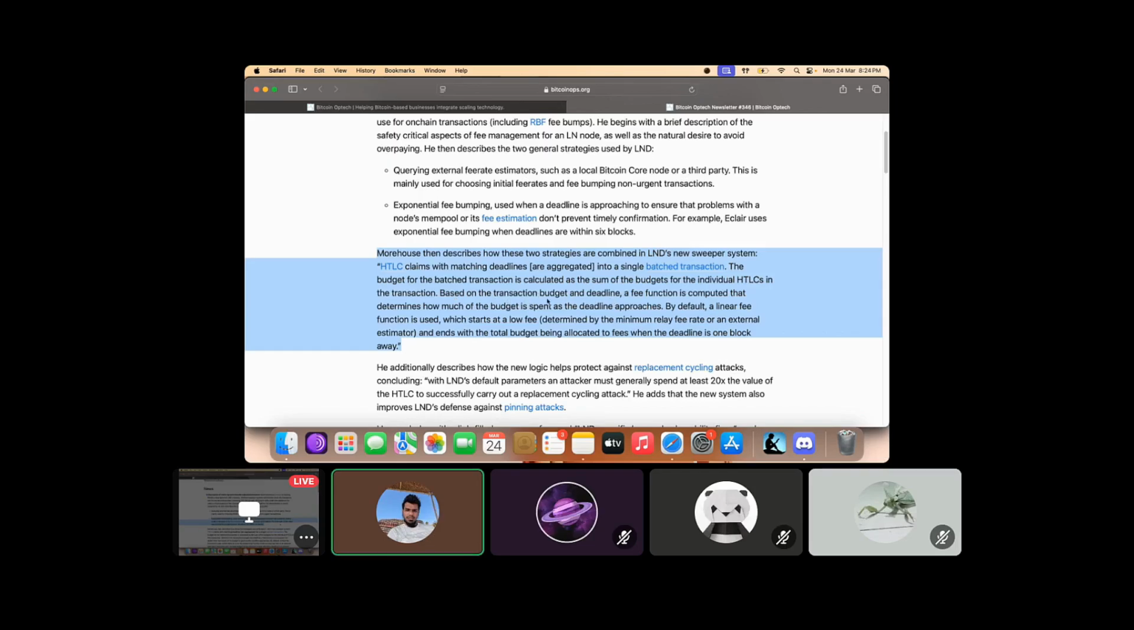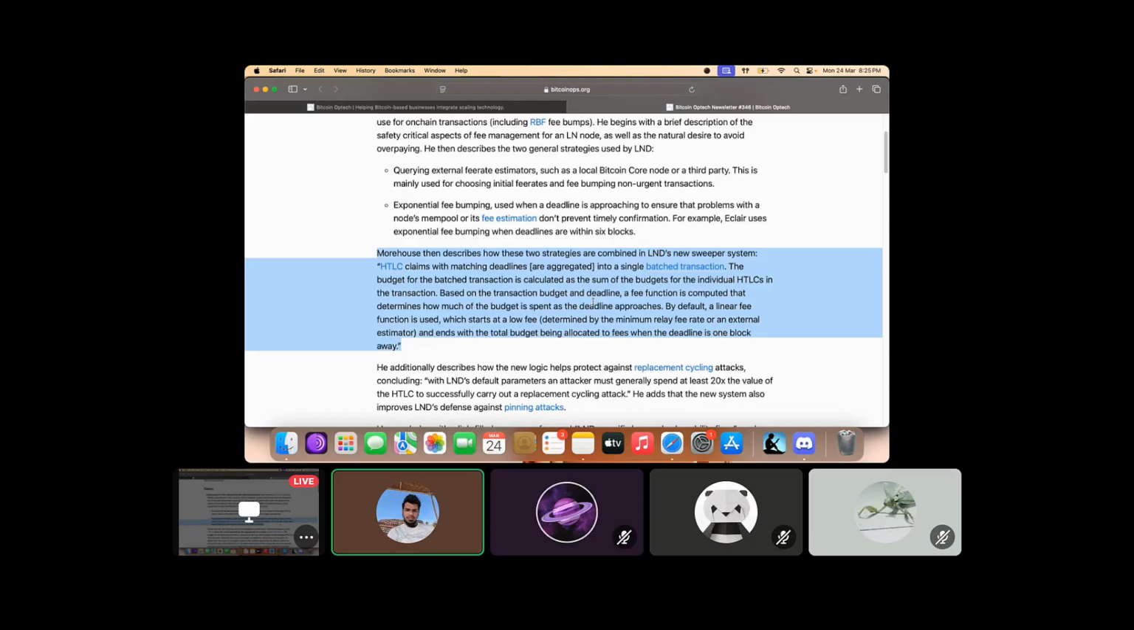So you have a budget to pay the fee now. Your fee rate estimator knows that this is the budget you are willing to allocate to paying the fee to ensure the timely confirmation of all pending HTLCs on your Lightning channel, and a deadline. Your deadline is obviously inferred from the time lock. The HTLC, as the name suggests, is a hash time lock contract. So you know what the confirmation target is. You infer it from your time lock, and you know what the transaction budget is.